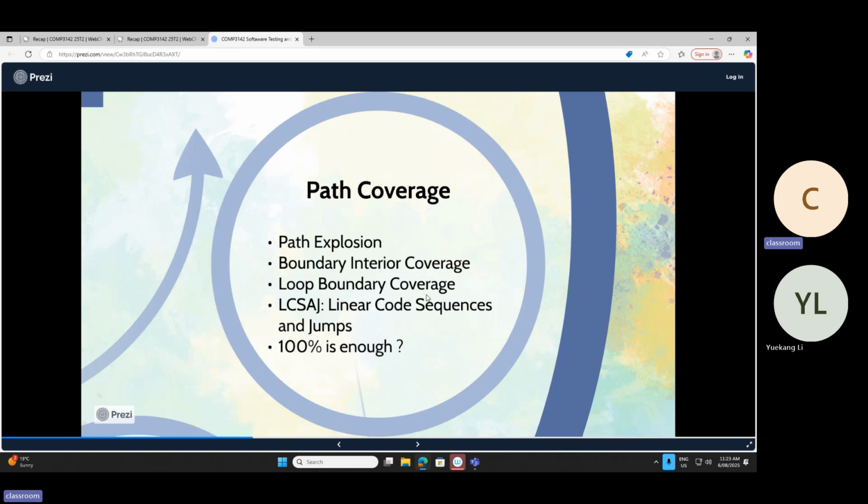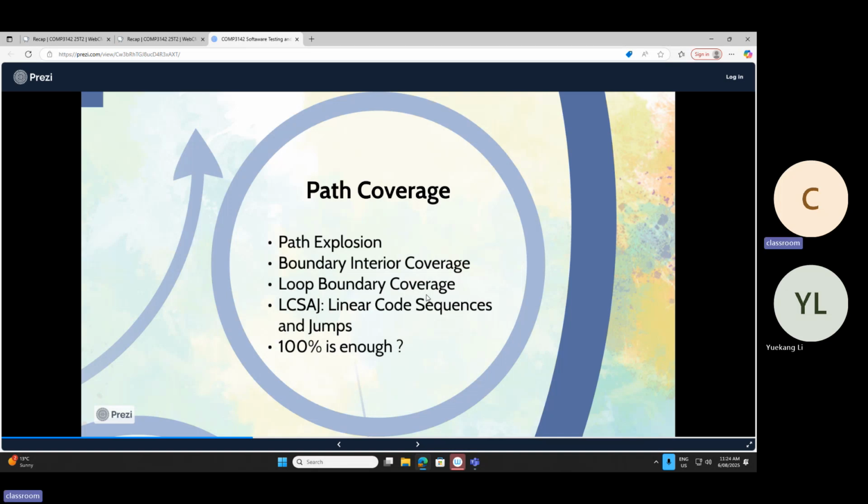This problem is called path explosion. Can you still remember what the sources of path explosion are? Which types of code components can lead to this kind of path explosion?